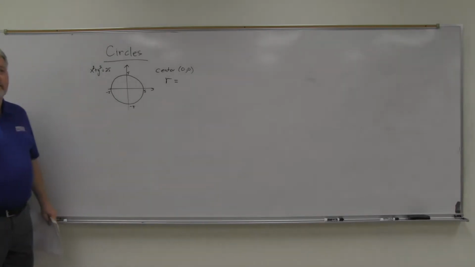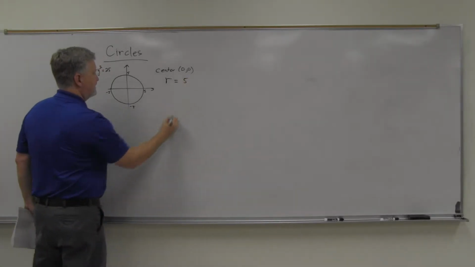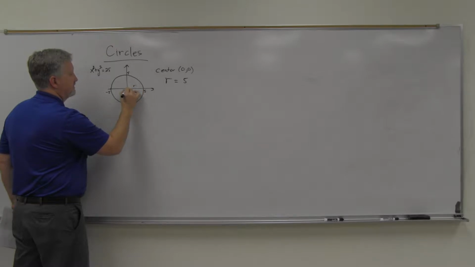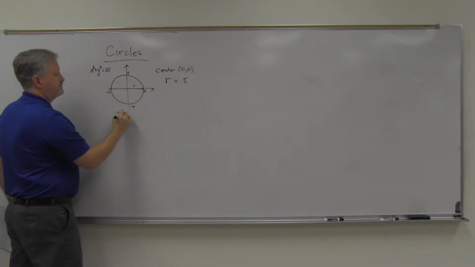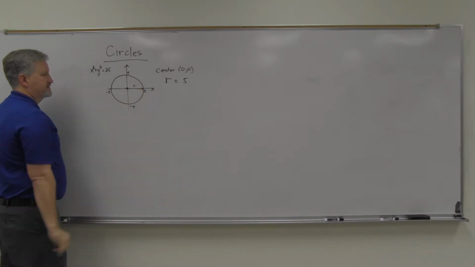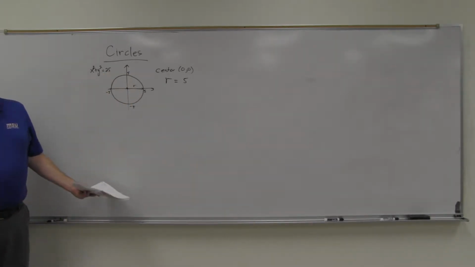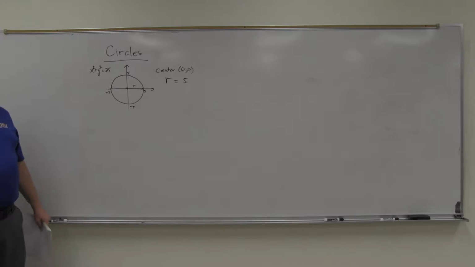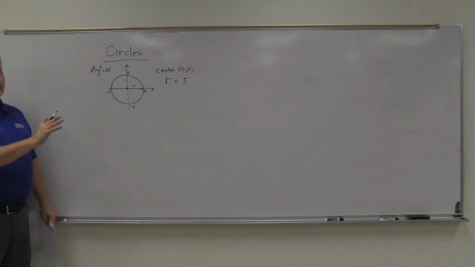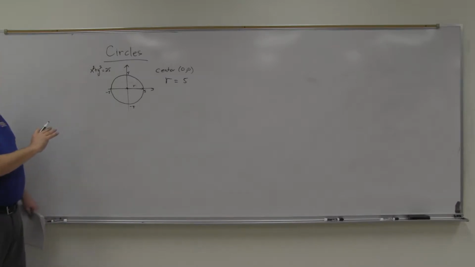R. The radius is the distance from the center out to the circle. What radius does this have? It's 5, okay? So this is the radius, from here to the center to the circle. But you measure it anywhere, it's the same all the way around. That's the good thing about the circle. Now, of course, it's not shifted at all. We'll talk about that, like I said, a little more next time.